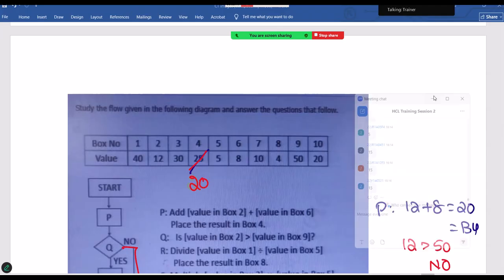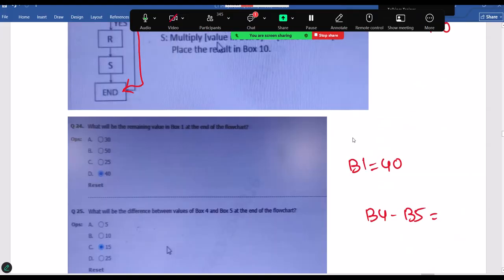At the end of the flowchart, 15. 20 minus 5, which is 15. That's what you can see, 15. Box 1 is 40 here.